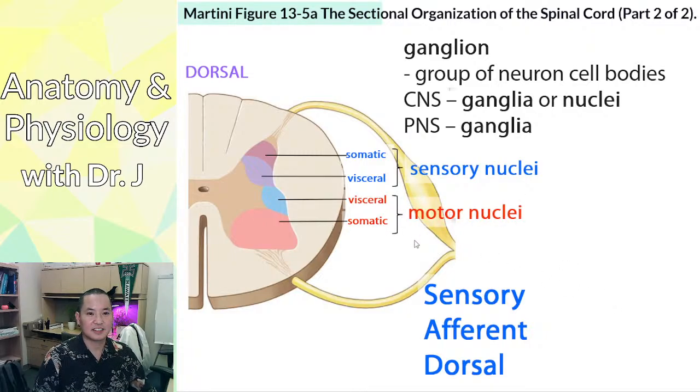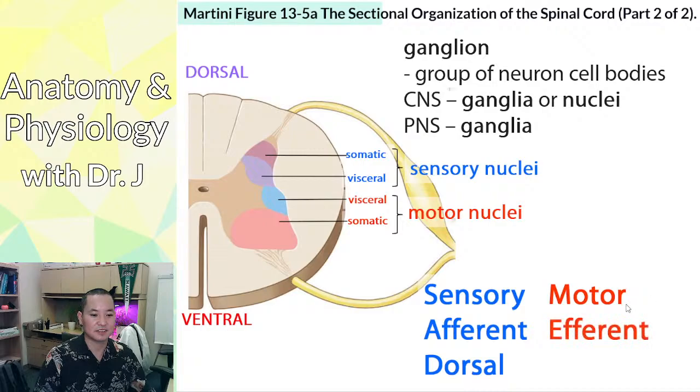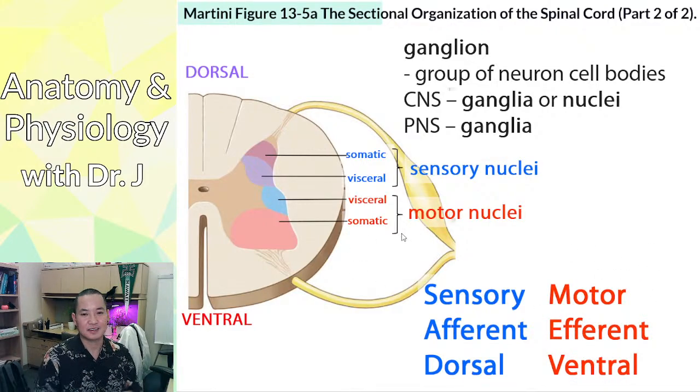Now, motor nuclei, these carry out commands from your central nervous system to the rest of the body. So the corresponding part of this mnemonic is MEV. It's a made-up word, but what it's saying is that motor commands, such as the ones that go to your motor neurons that contract your skeletal muscles, are efferent signals. So what they're doing is carrying out these effects. So motor and these efferent signals tend to be ventral. So they tend to be located on the anterior side of your nervous system.